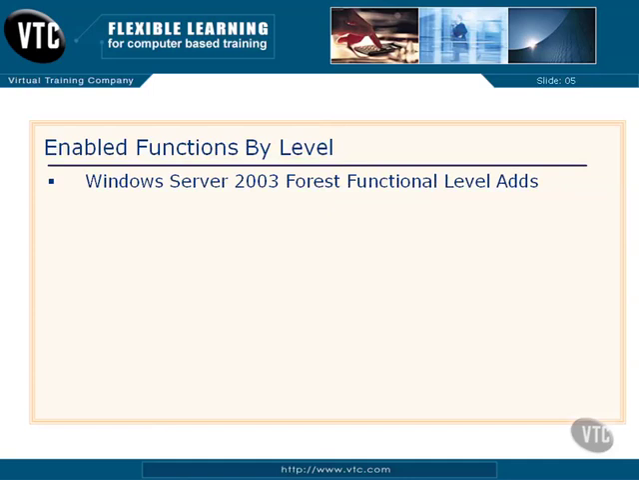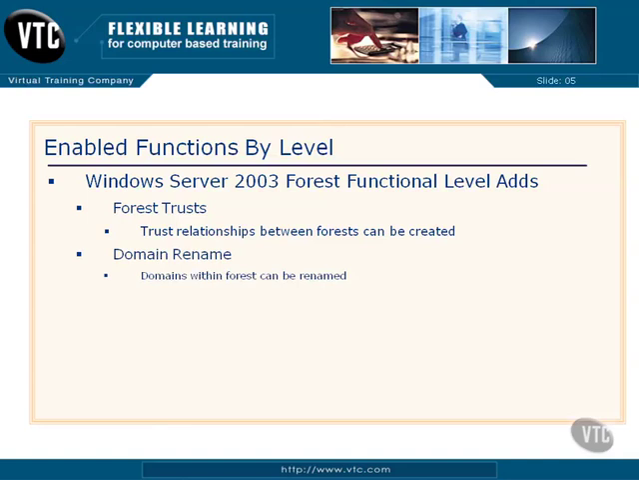Now let's talk about the forest functional levels and what you get there. When you go to Server 2003 functional level at the forest level, and I'll show you in a different video how to set these things, you pick up forest trust. That was where you can create trust relationships between forests. Then domain rename, you have to do this at the forest level and at the domain level, but we can rename the domains within the forest.